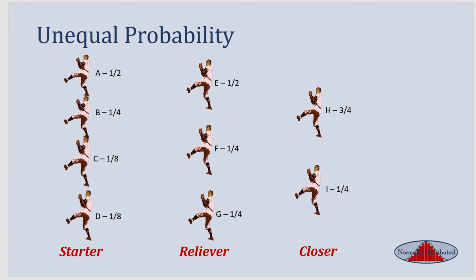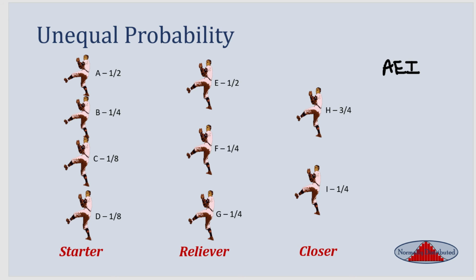So we can see that player A has a 50% chance of getting selected. Player B has a 25% chance of getting selected. C has a 12.5% chance of getting selected, as well as player D, and so on and so forth. We have unequal probabilities, but that doesn't make the problem any harder, right? So in order to select, let's go back to AEI. We want to determine the probability that the coach chooses player A, and player E, and player I.